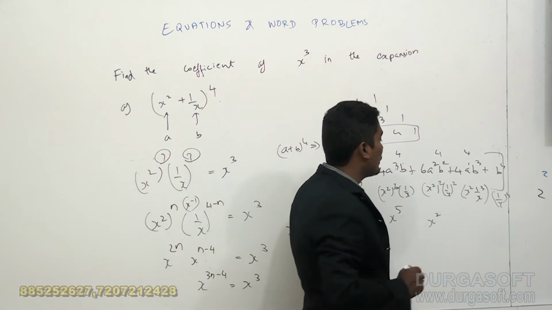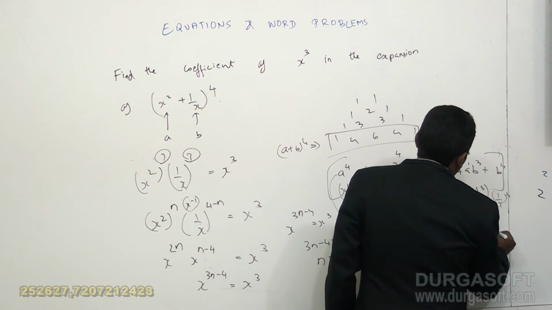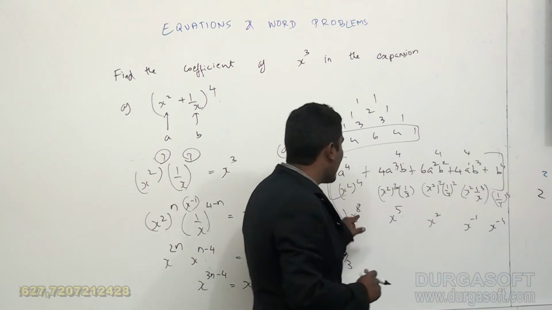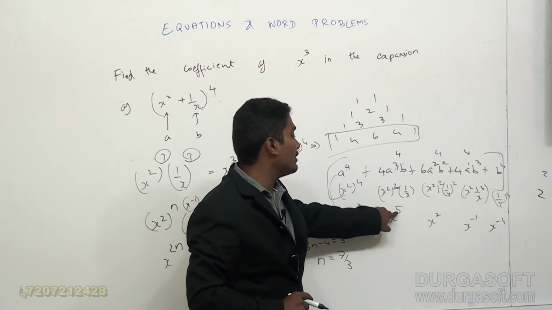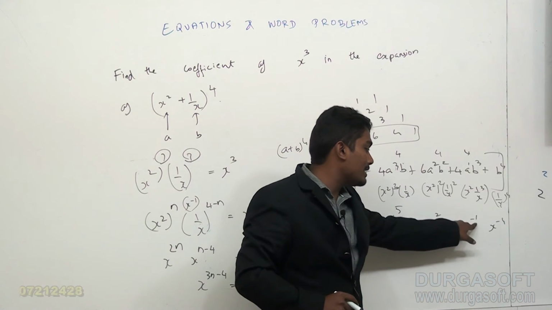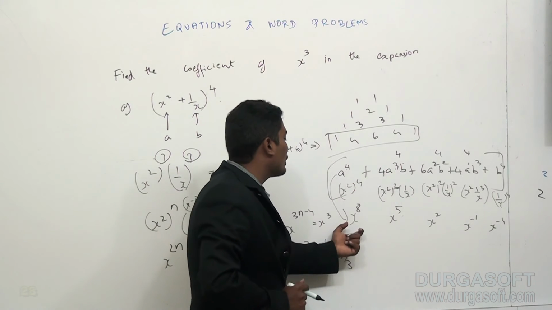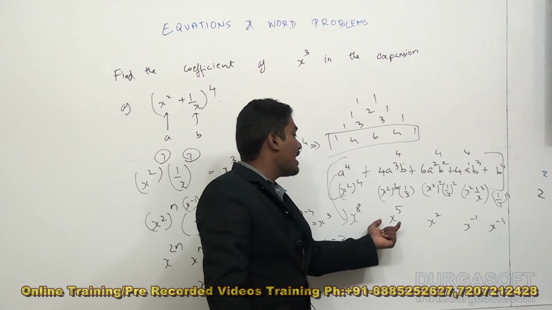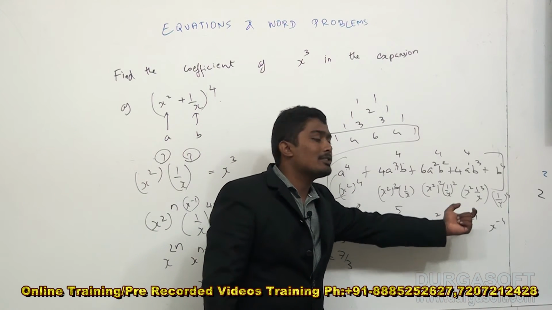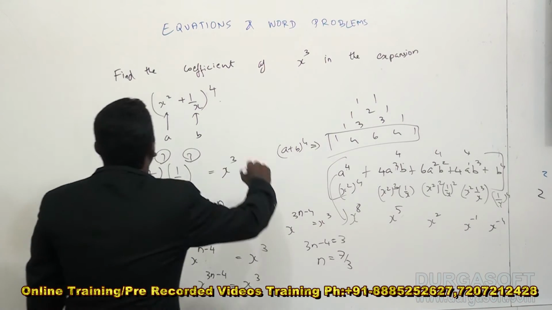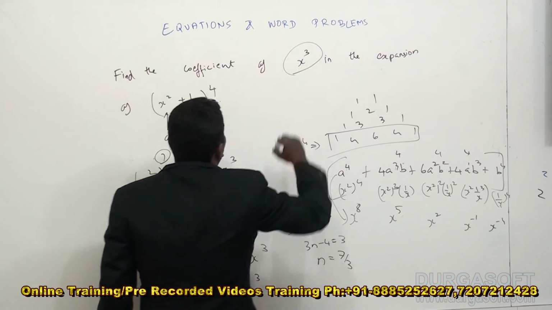Again here it will be x power minus 1, x power minus 4. So if you observe, x power 8, 8 minus 3 is 5, 5 minus 3 is 2, 2 minus 3 is minus 1, minus 1 minus 3 is minus 4. So I will get coefficients for the terms which are x power 8, x power 5, x square, x power minus 1, x power minus 4 only. I will not have the term x cube at all in the expansion.